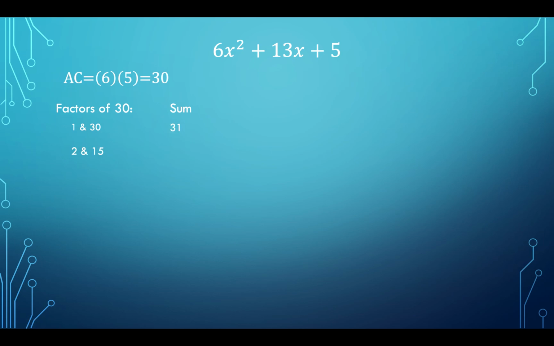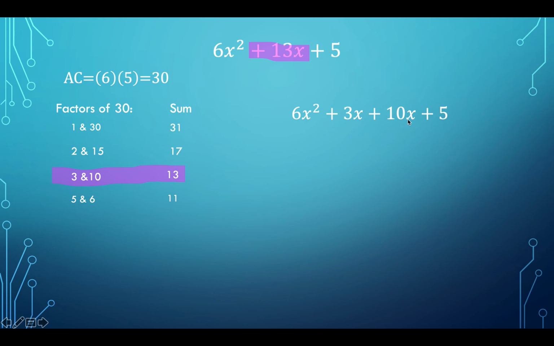2 and 15, add those together, 17. 3 and 10 gives us 13. And 5 and 6 gives us 11. So out of these factors here, which of them gave us a sum of 13? 3 and 10. So now we're going to rewrite this as 6x squared plus 3x plus 10x plus 5, right? Remember, once we find those factors, we rewrite that middle term as the sum of those factors.